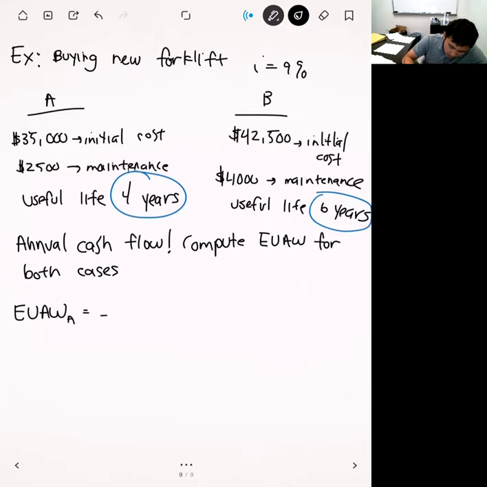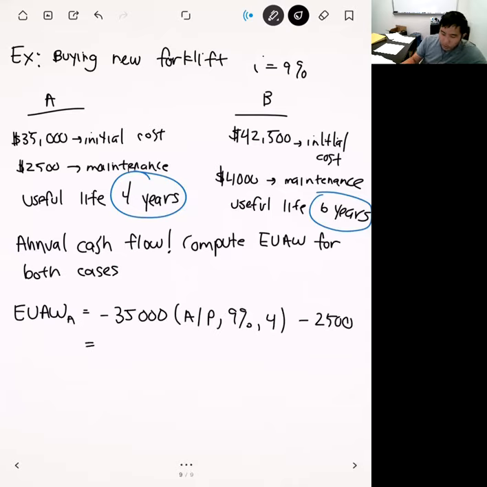Right. And so the EUAW is going to be minus 35,000. This 35,000 here is a present sum, and so to convert it to a uniform series, we need A over P, 9%. And we only have to do this over the life of the machine, and so the life of the machine is 4 years. And then we're going to do a minus 2,500. The 2,500 is already in uniform series format, and so we don't need to convert that.